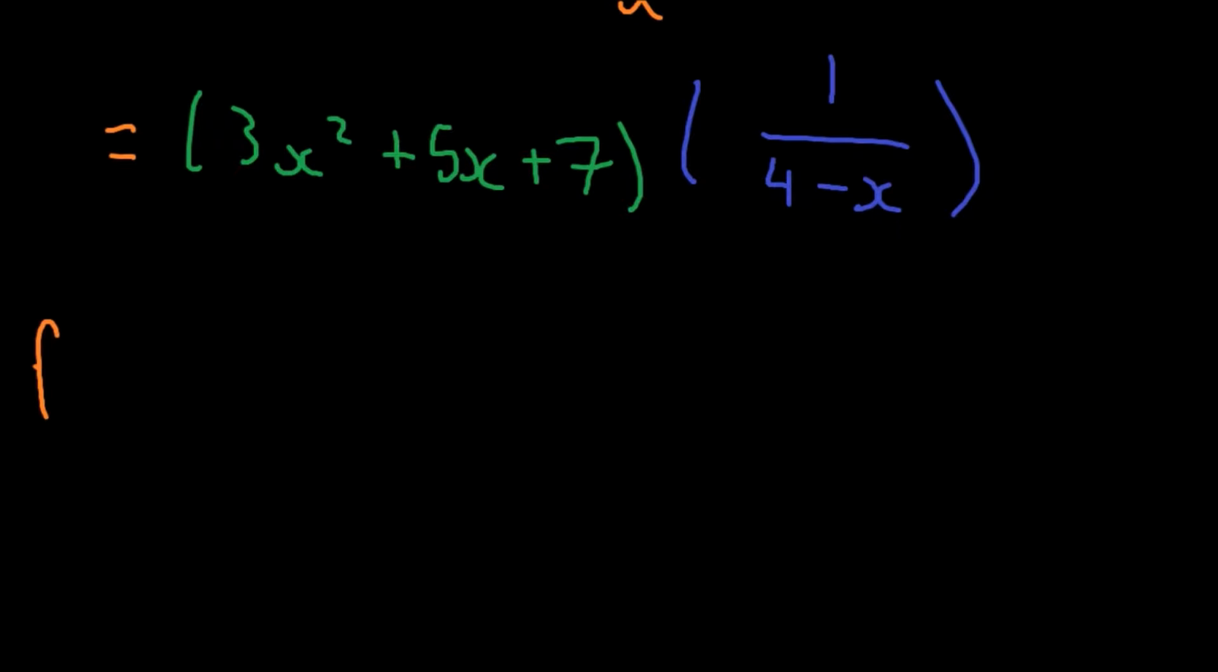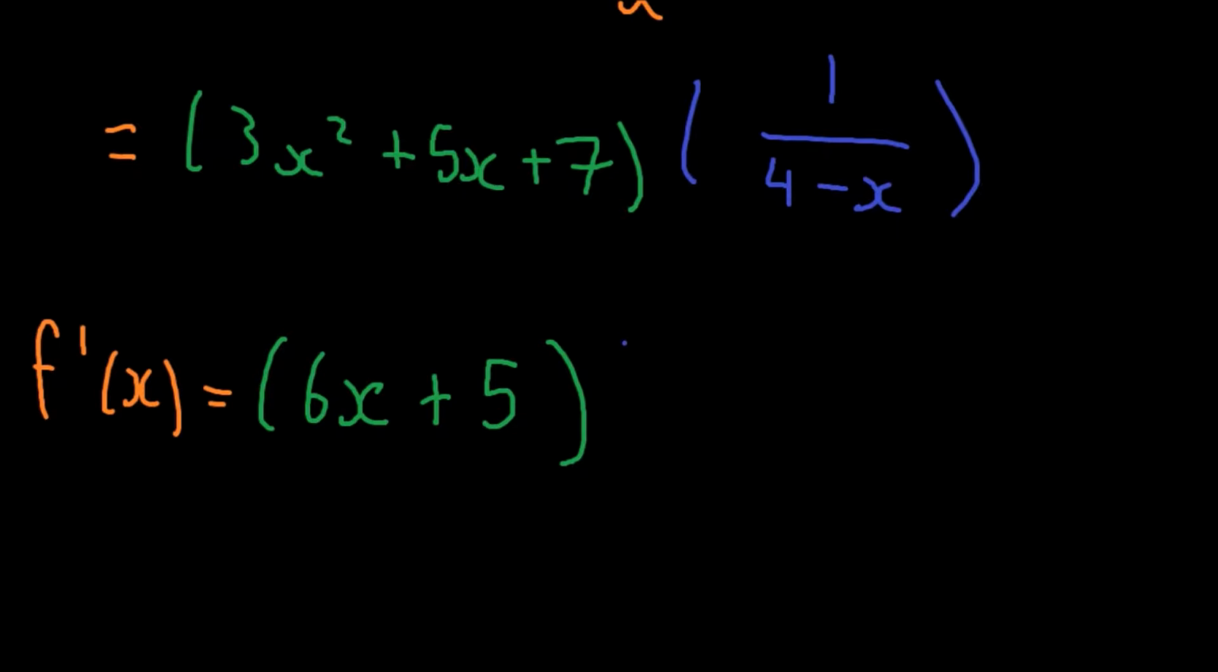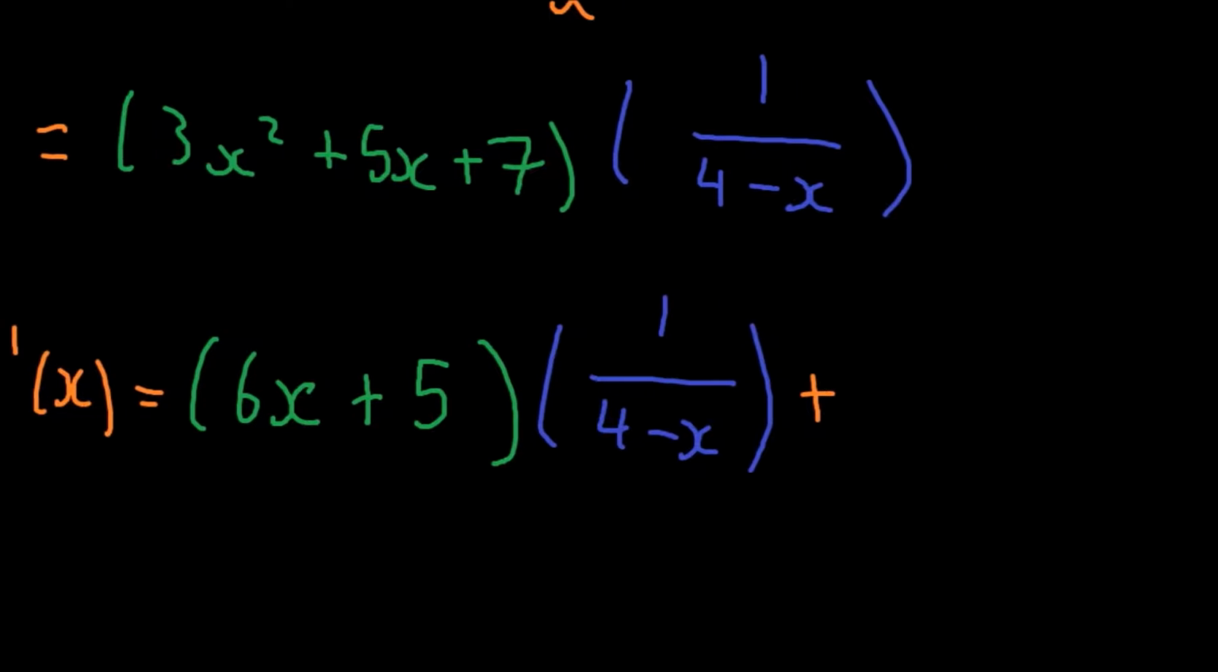So f prime of x will equal the derivative of this inside function. 3x squared is going to be 3 times 2x, which is a 6x term. 5x is going to go to 5 because that is the slope, and 7 is going to go to 0, so that's a wrap for that term. 1 over 4 minus x just stays, because remember, it's the derivative of this times the normal of that, plus the normal of this times the derivative of that. So let's go on to that other term.